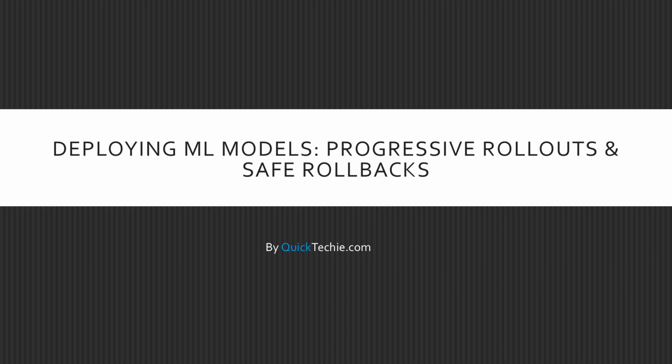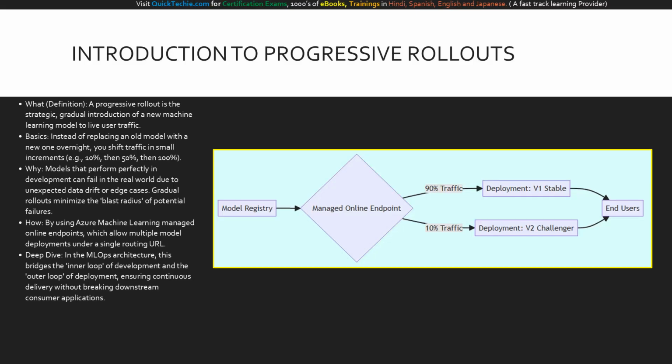Welcome, everyone. Today, we are tackling a critical phase of MLOps, deploying machine learning models into production environments. Our main focus will be mastering progressive rollout and safe rollback strategies to ensure zero downtime, risk-free AI operations. Let's get started. Let's start with the core concept.